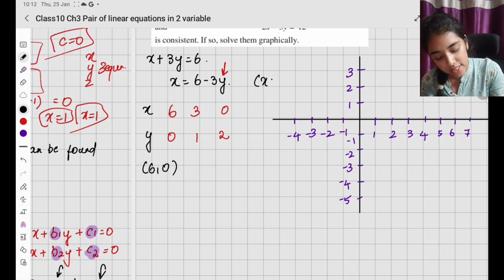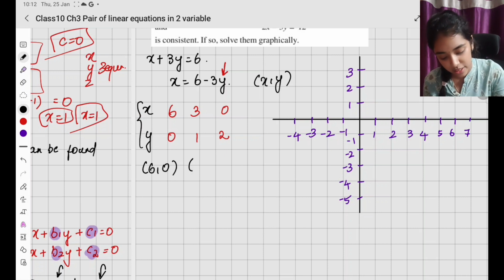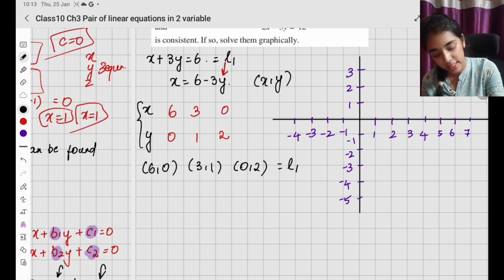How do we write points? You'll write it as x, y, correct? Now we can write the x and y values: 6, 0. Then you have 3, 1. And then you have 0, 2. So this is for line number 1. Okay, I am marking this as L1.